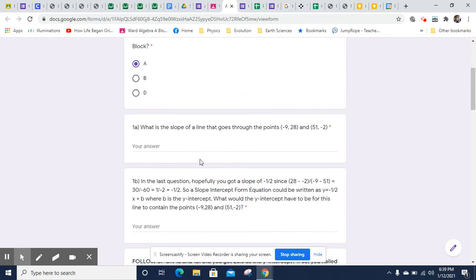So first of all, we got the basic question. What is the slope of a line that goes through the points (-9, 28) and (51, -2)? To work this out, we need to use the slope equation.